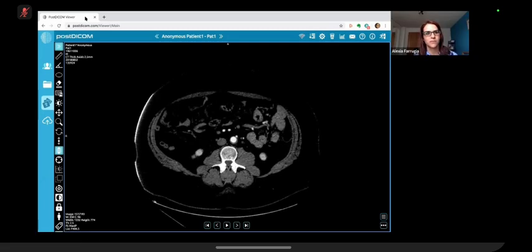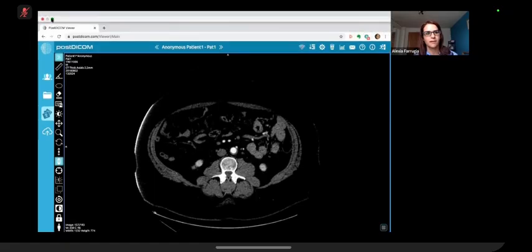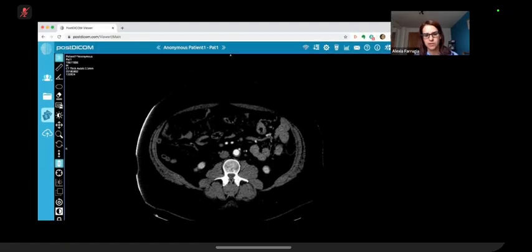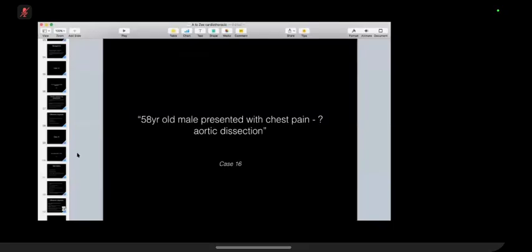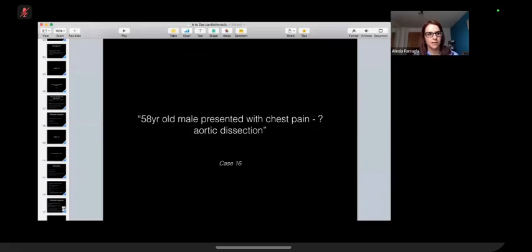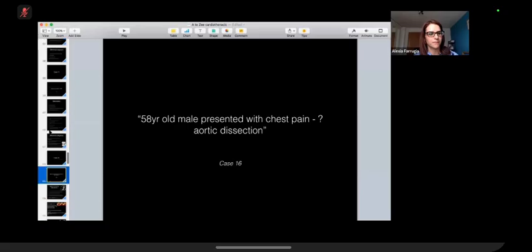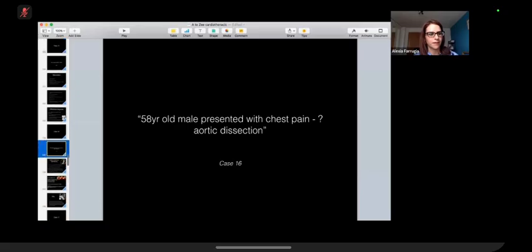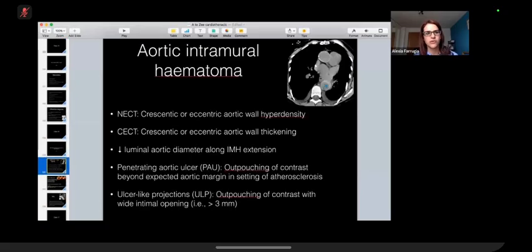So let's go back. The extent is quite large. Distally it's quite a long segment. Okay. So this was aortic intramural hematoma.